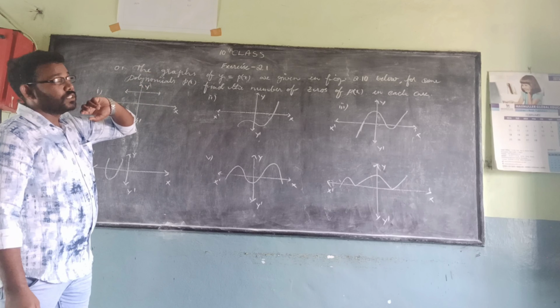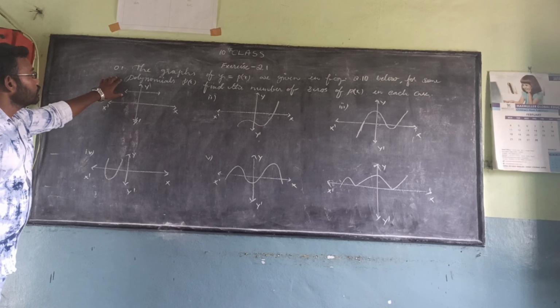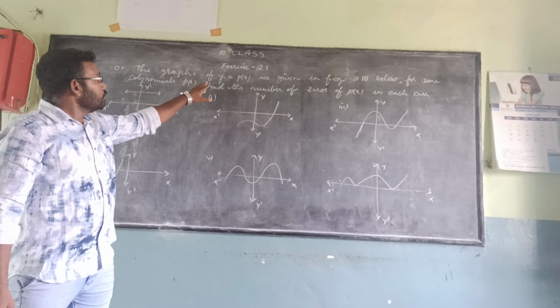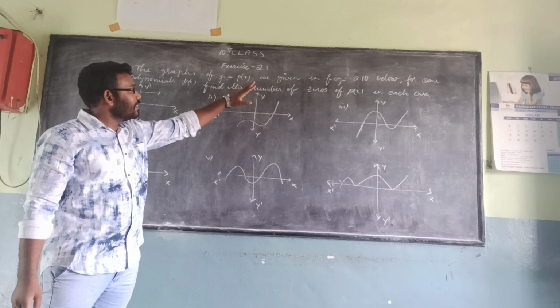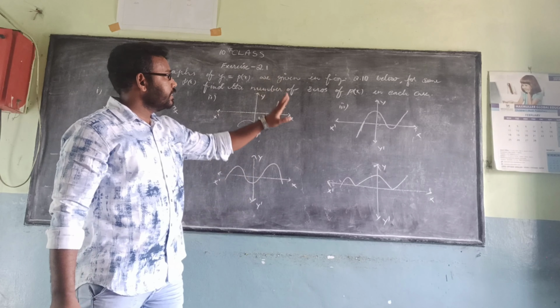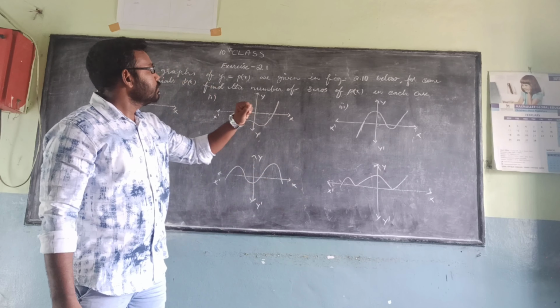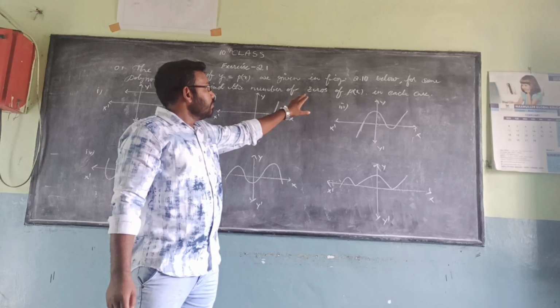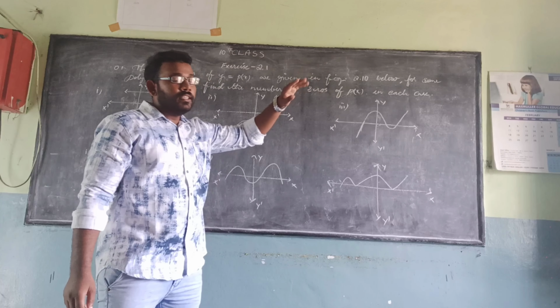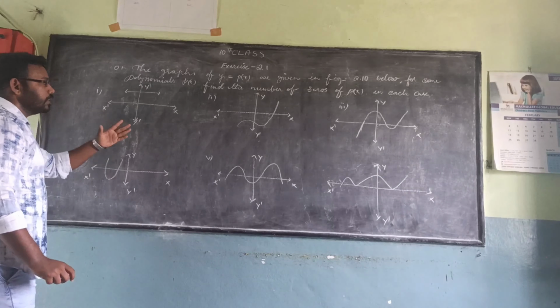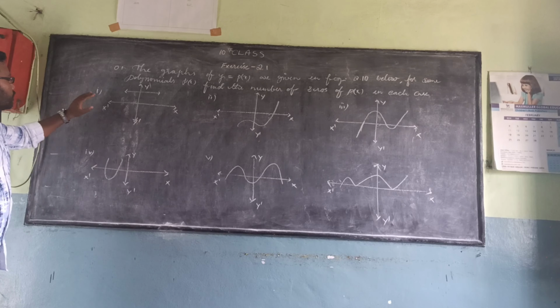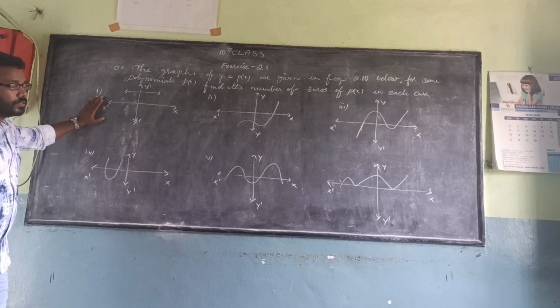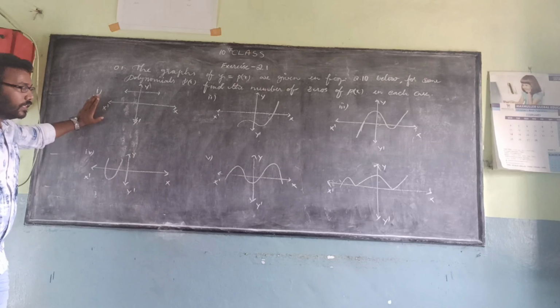10th class exercise 2.1. The first question is: the graphs of y equals p of x are given in figure 2.10 below. For the given polynomials p of x, find the number of zeros of p of x in each case. So these are the given figures. If you observe the first one, how many zeros exist for this polynomial?